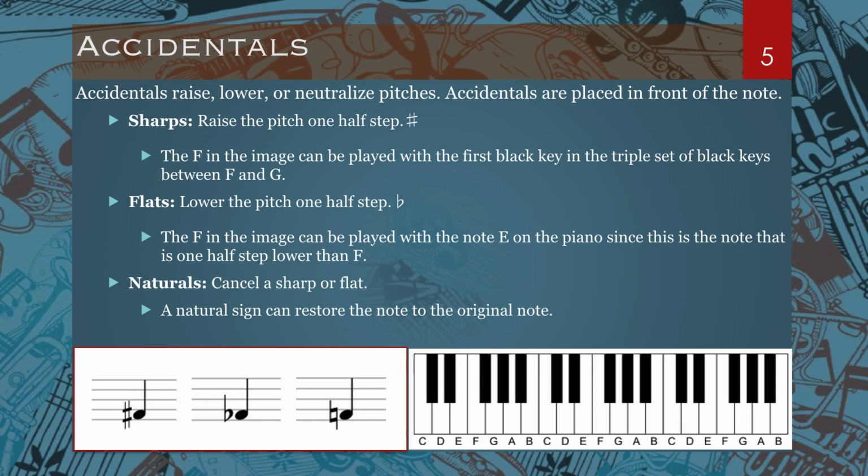So if you find F and you see in the music that you have a flat in front of it, that means you have to lower it by a 1/2 step. Going one key down from F, you find that the only option is E. Remember, there is no actual F flat on the piano, so if you see an F flat in music, they're telling you to play the note E.